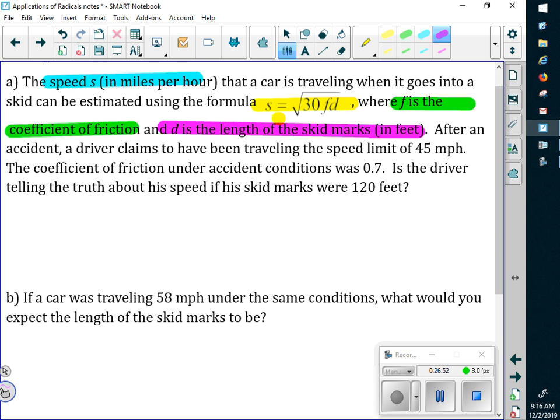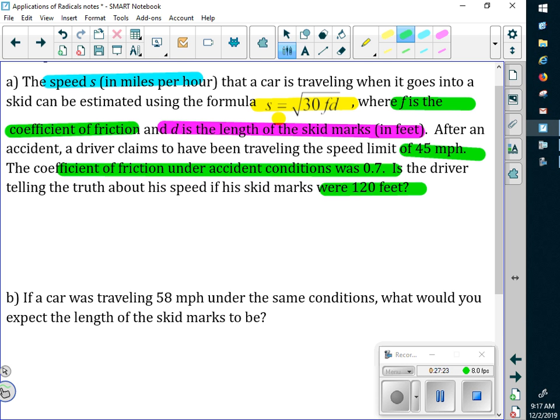All right, so we know what we have here. After an accident, a driver claimed that he was going 45 miles an hour. The coefficient of friction under accident conditions was 0.7. Is the driver telling the truth about his speed if the skid marks were 120 feet? Maybe we need to work this one together, right? Yes.